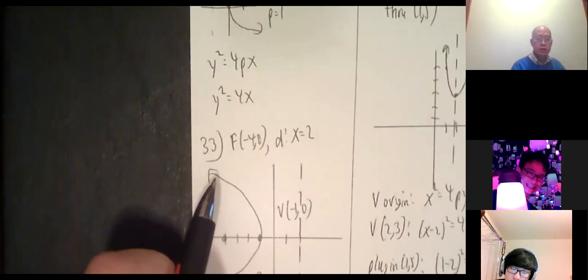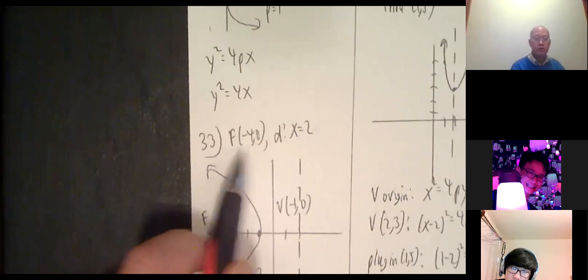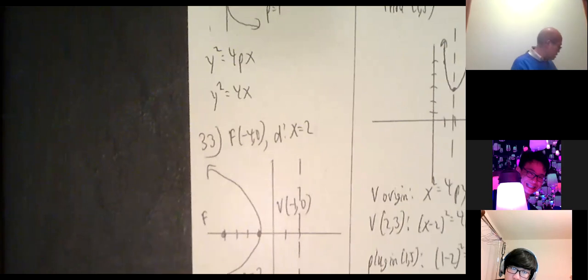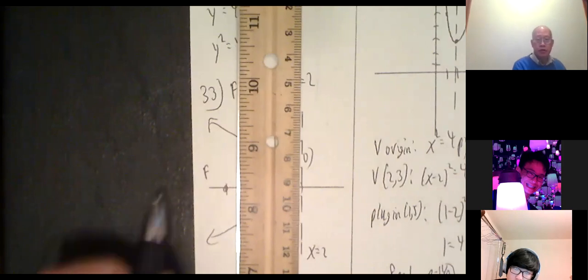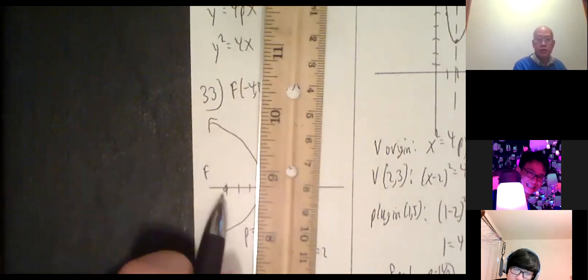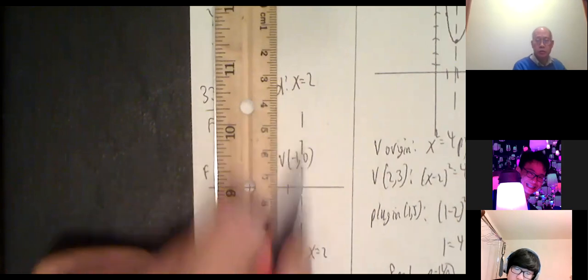Okay, 33 it matches. Says the focus is negative 4, 0. The directrix is x equals 2. Double check again. Yes, that matches, but 35 does not match. But my 35 will show you how to do it. Okay, so I draw it. It's too late since I've already shown it to you. Focus is negative 4, 0. Directrix is x equals 2.